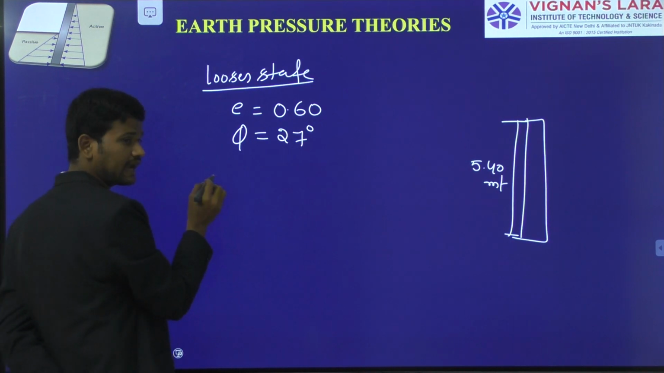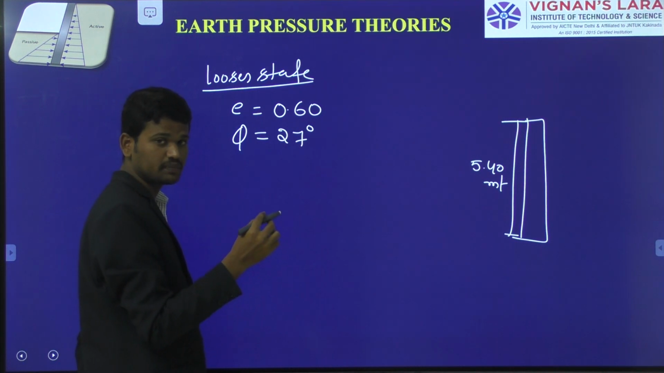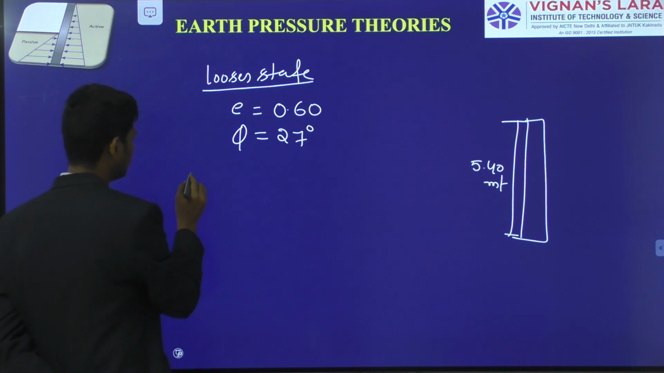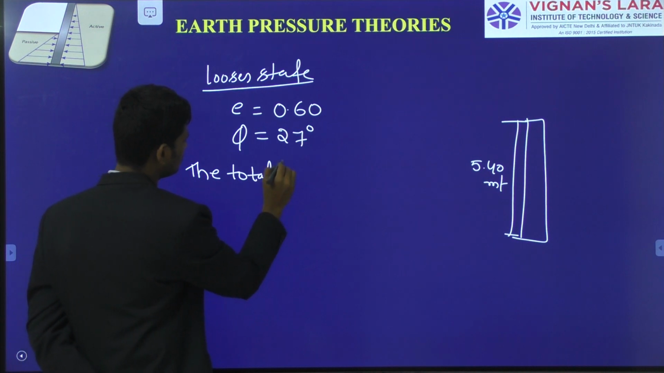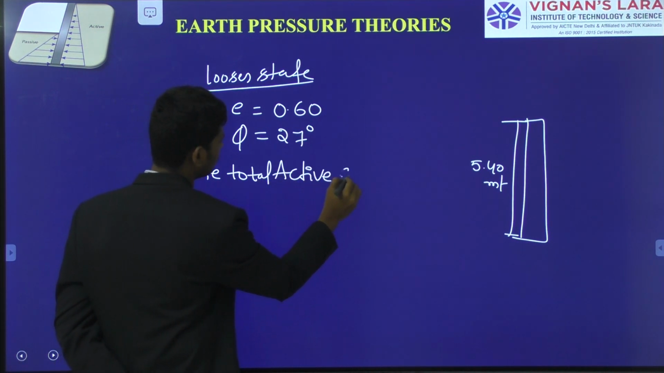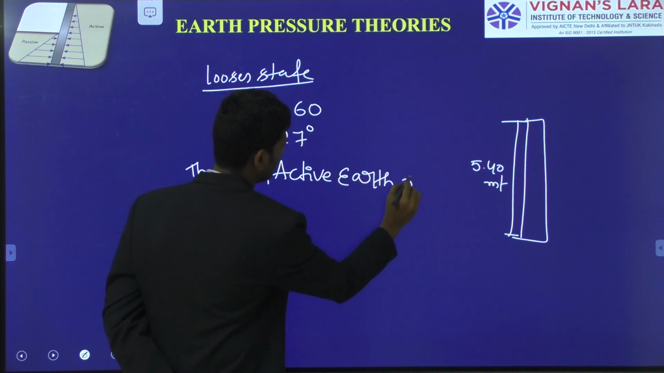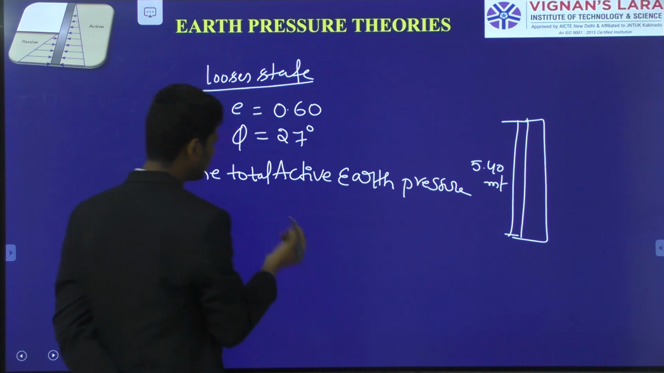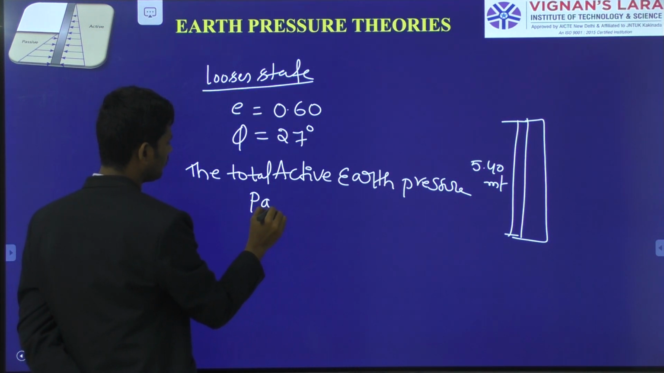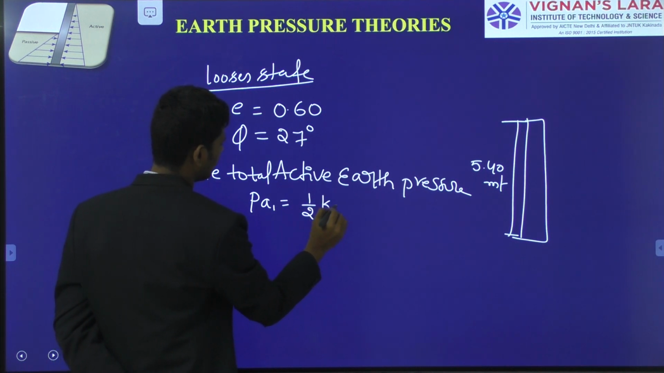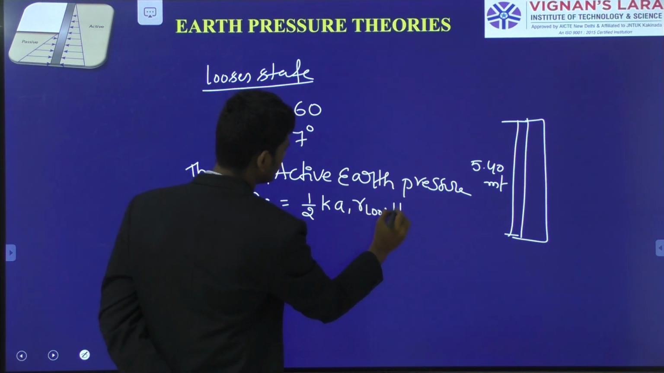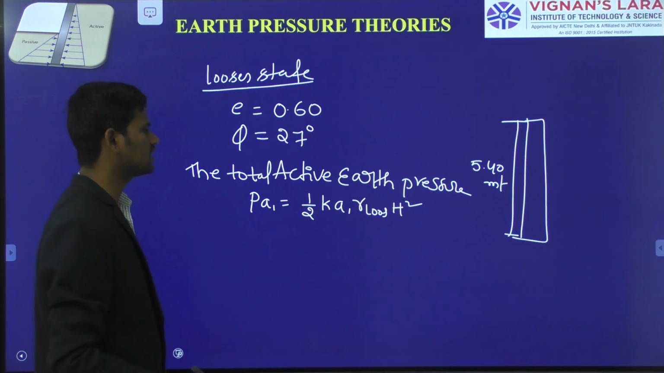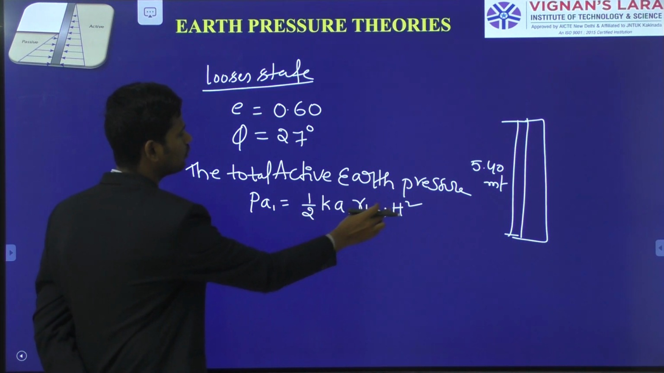Okay, for this the total active pressure. I am writing total active earth pressure, or total pressure at the base of the wall. The total active earth pressure is nothing but PA1 equal to half into KA1 into gamma loose into H square.